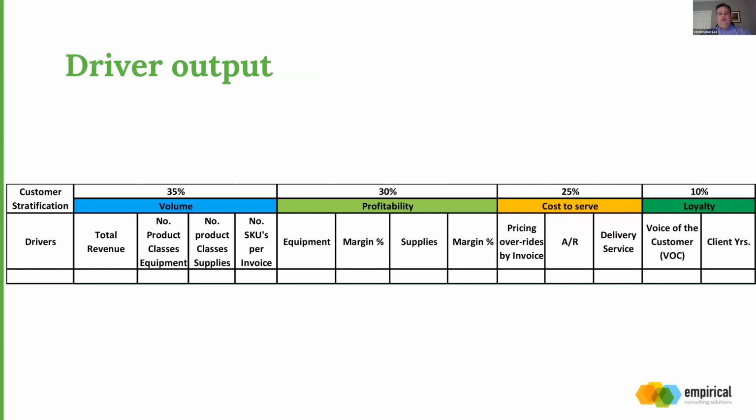Driver output. So once you've reduced it to 10 or 12 to ensure maximum impact and also not to dilute the scoring, it's not uncommon for drivers to change from year to year. Some drivers, for example, revenue and profit, though, will become cornerstones of the stratification model for years to come. The next step is to put the drivers into the appropriate classification, as you see highlighted here: volume, profitability, cost to serve, and loyalty in the model.